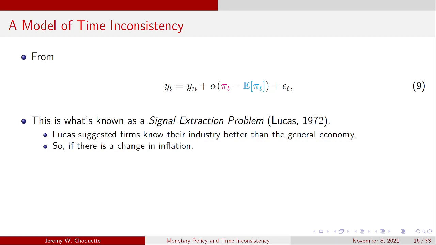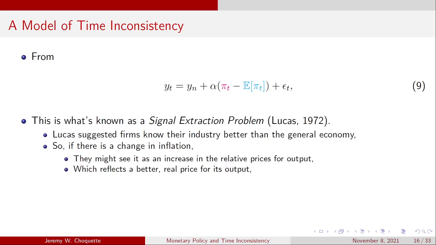Because chances are, if you're in that industry, you know the intricacies of that industry better than other people do. If there's a change in inflation, you can see it as a change in the relative prices for output, which reflects a better, like real price for its output and thus encourages more production, right? If the price of something goes up, the price of this microphone goes up, you're going to go, oh, cool, arbitrage opportunity, and make more, try to sell them, right? Because you want to sell more at that price.